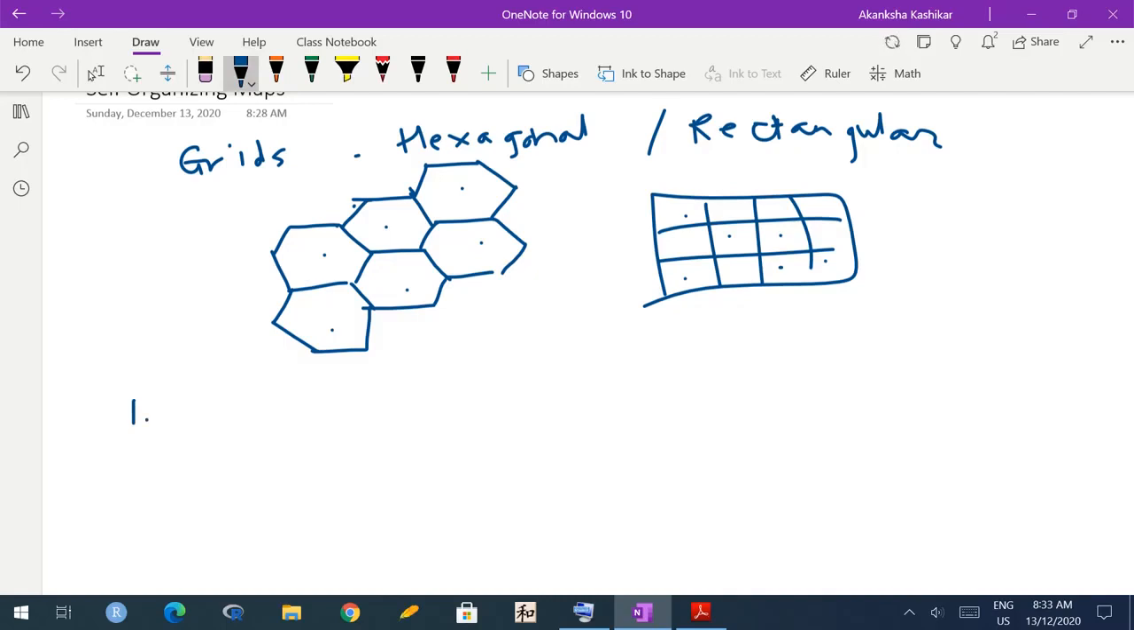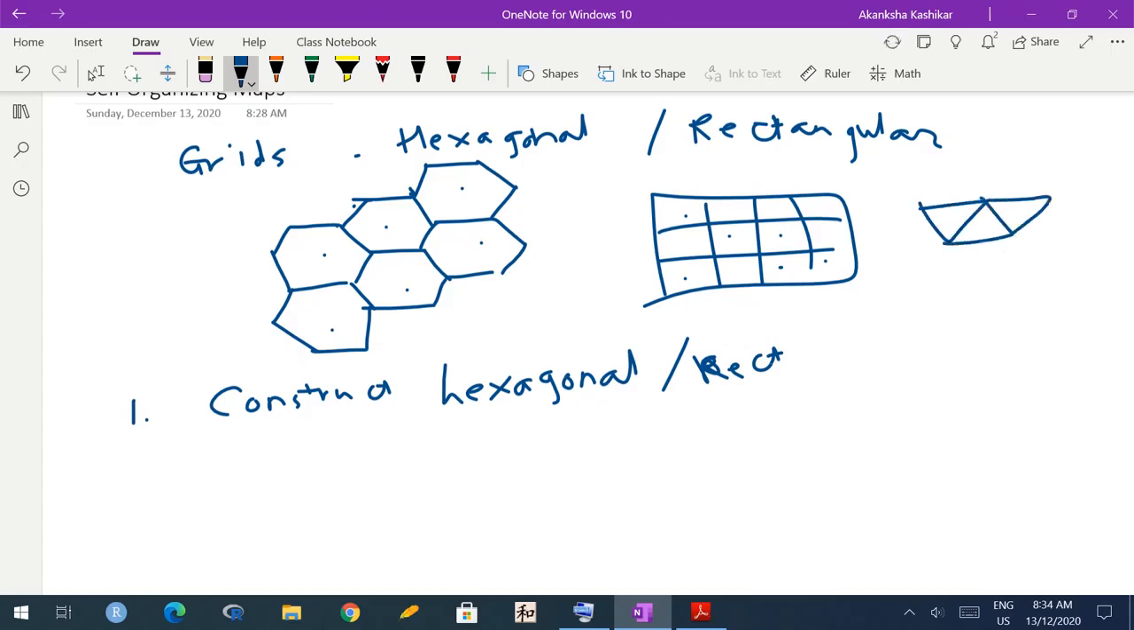Construct hexagonal or rectangular types of grids. The grids would be automatically constructed by your seed points. See, you can't have circular grids because otherwise there would be gaps in between. If you need continuity, you need to have such types of grids. Triangle is, I think, possible. So this is also okay. So construct hexagonal or rectangular grids.